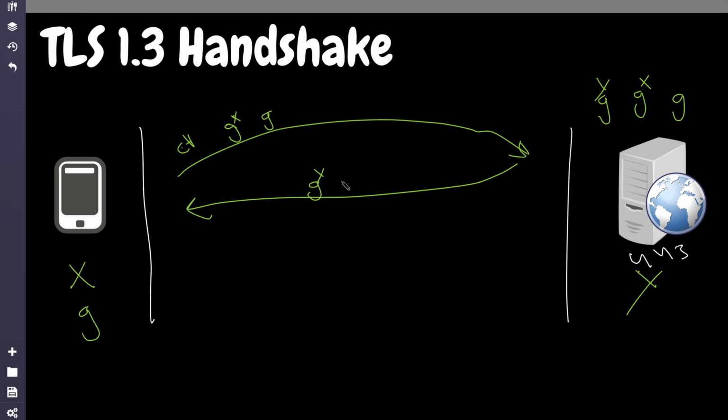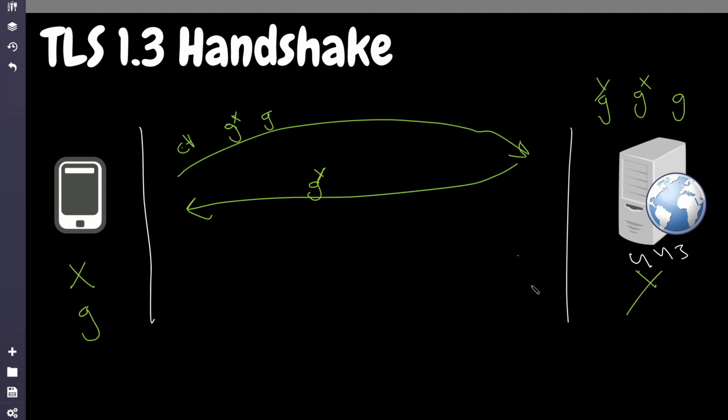And it's going to respond with whatever symmetric key encryption they agreed upon, because the client will say, hey, I support AES, I support so many symmetric algorithms. But the server will say, okay, we agreed on AES, for example. And here's G to the power Y.